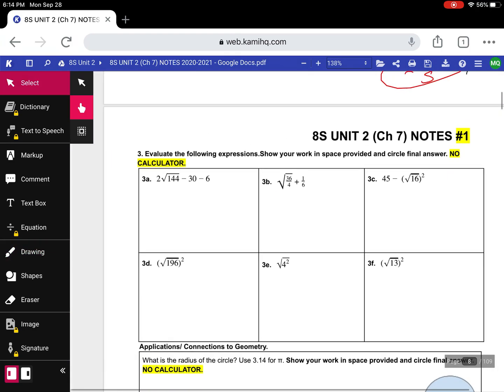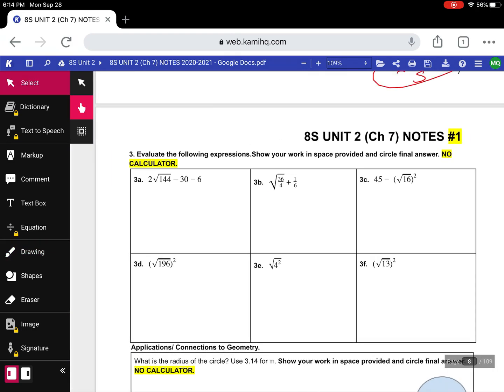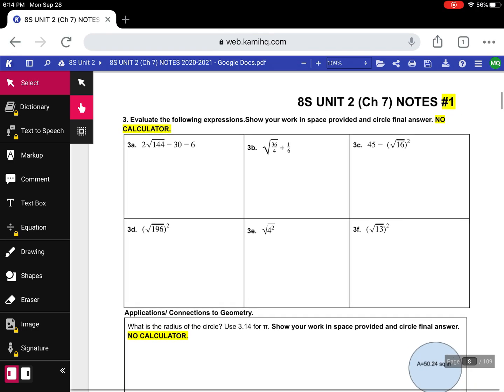Okay, I don't want to make this video too long. So those problems on that page before should be relatively easy once you get that yellow sheet memorized. Now I want you to actually evaluate expressions, where you have to do a little bit of math. So let's look at 3a. We have 2 times the square root of 144 minus 30 minus 6.